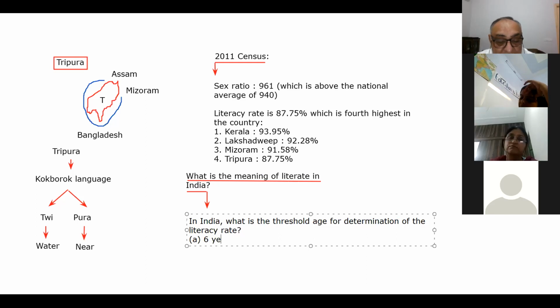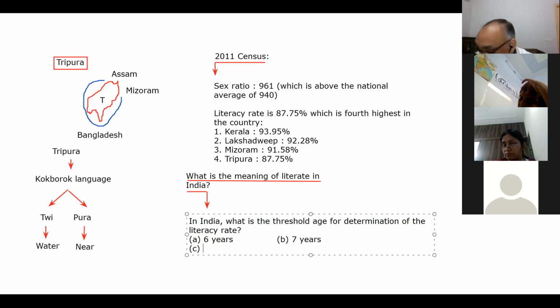So here I give you options. One option is 6 years. The other option is, let's suppose, 7 years. The third option is, let's suppose, 15 years. And the fourth option is, let's suppose, none of these. So tell me which one is correct. Which one can be your answer?